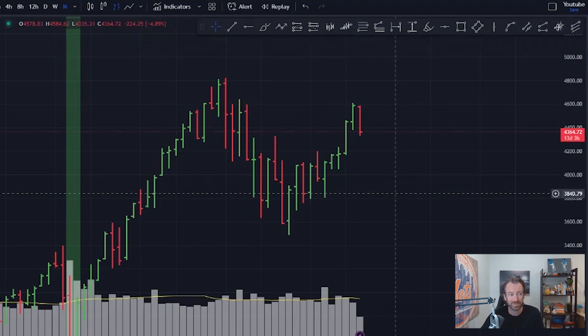But the yield curve indicator basically has not flashed yet. All right, so that's the yield curve inversion.